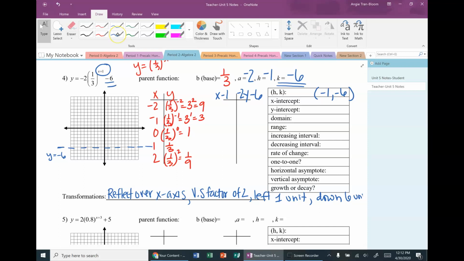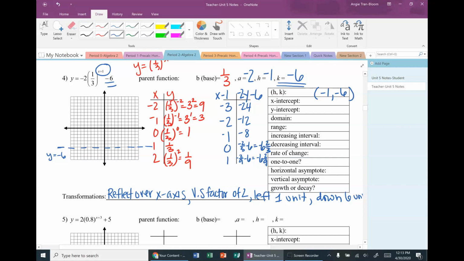Let's use the parent table and then transform. -2 minus 1 is going to be -3. -1 minus 1 is going to be -2. 0 minus 1 is -1. 1 minus 1 is 0. 2 minus 1 is 1. 9 times -2 is -18, minus 6 is -24. 3 times -2 is -6, minus 6 is -12. 1 times -2 is -2, minus 6 is -8. 1/3 times -2 is -2/3, minus 6, which is -6 2/3. 1/9 times -2 is -2/9, minus 6, which is going to be -6 2/9.